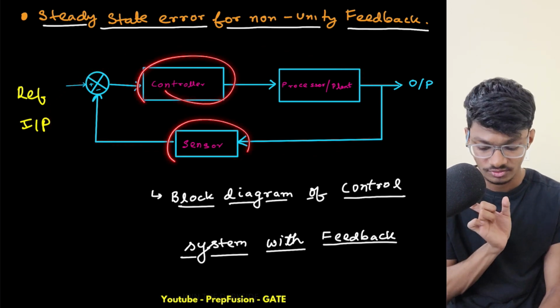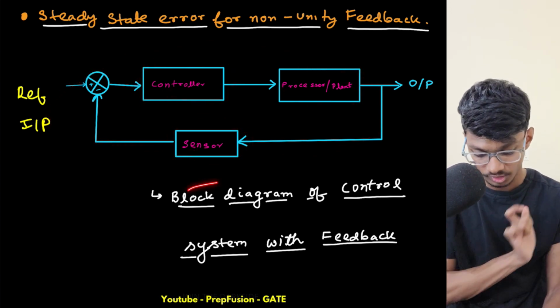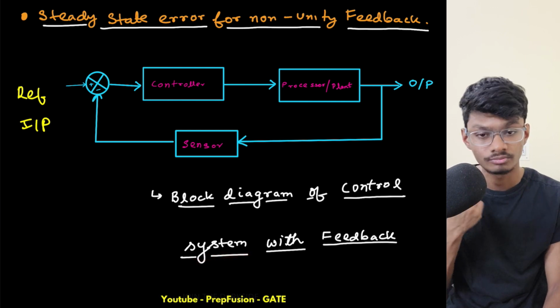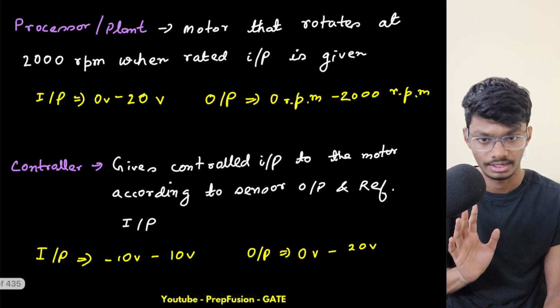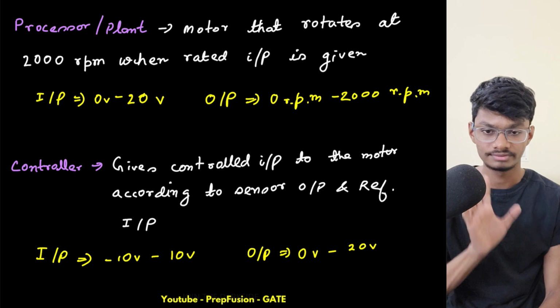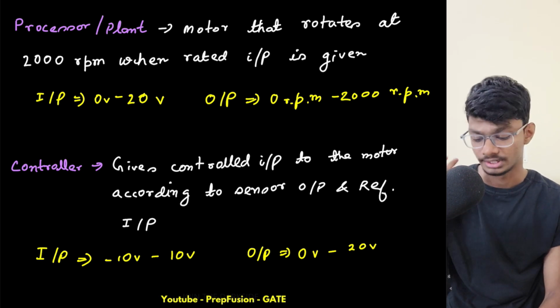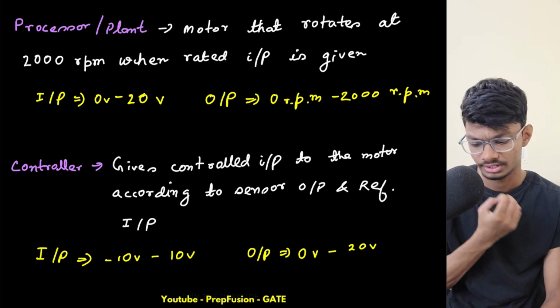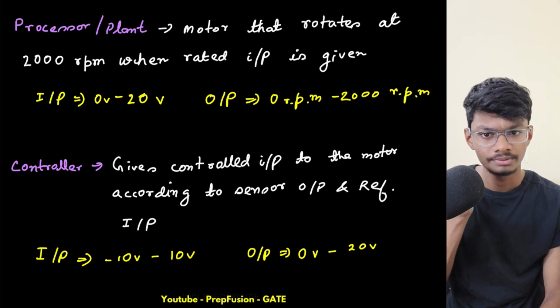Okay, I will explain each of these blocks in the next slide. What are each of these blocks? So this is basically a block diagram of a control system with feedback. I have just taken one example here. It may so happen you can take different examples also. I've just taken one example.